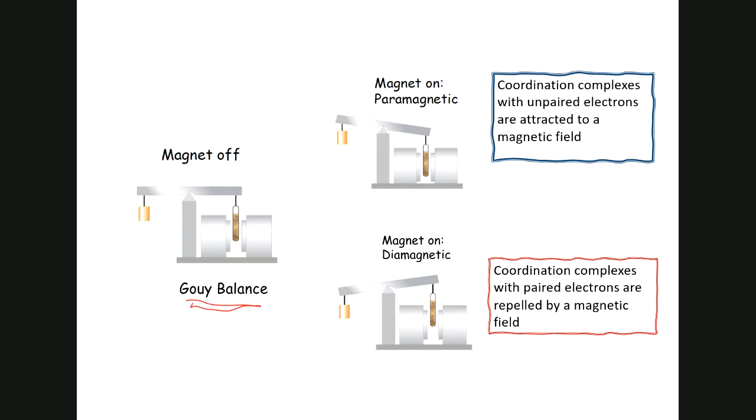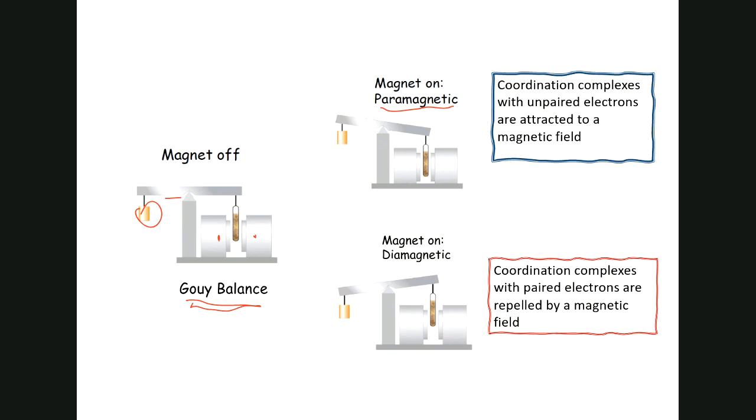And it's just what it is: you have a powerful magnet, and you have a weight and a balance. And when the magnet's off, it's balanced. Your weight and their thing is equally balanced. If your complex is paramagnetic, when you turn the magnetic poles on, it's now going to attract your compound, and it gets attracted and it goes down, right?